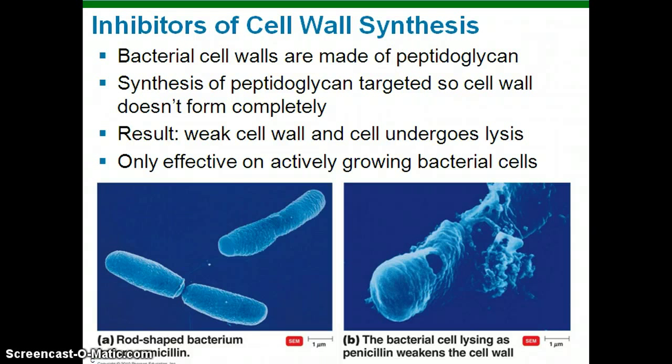When these cell walls are interrupted, their synthesis isn't able to complete, the cell walls become weak, and then the cell can undergo lysis, and all of the insides of the cell will basically explode to the outside, and the cell dies. These drugs, however, are only effective on actively growing bacterial cells because they do not hurt a cell wall after it's been synthesized. They simply prevent synthesis from being completed. So if a bacterial infection is not growing, if the cells are not replicating and making new cells, then these drugs will not be effective.